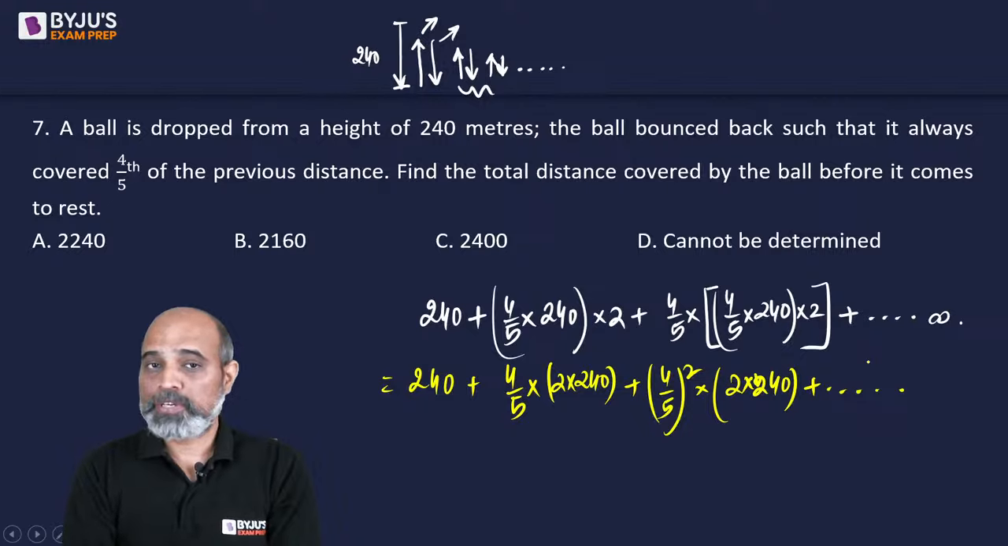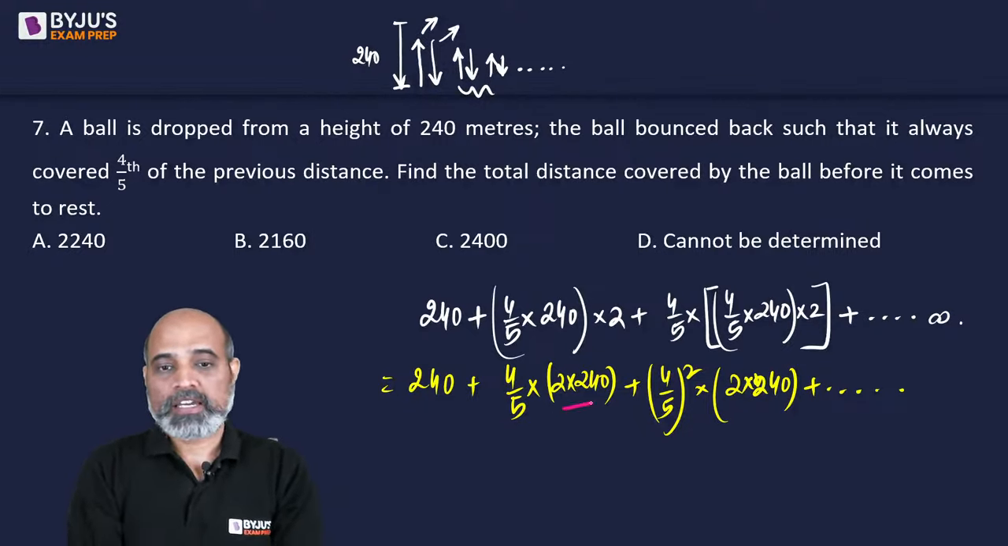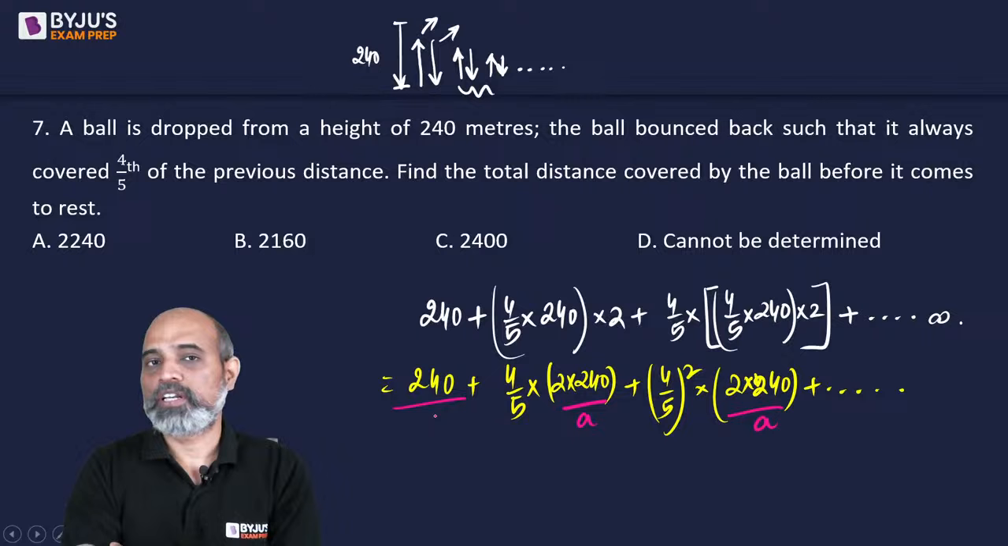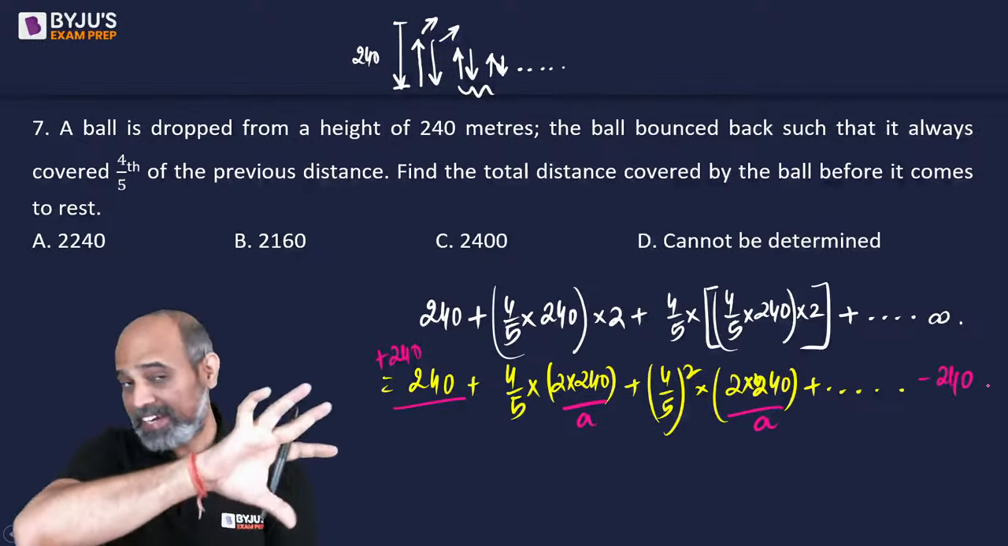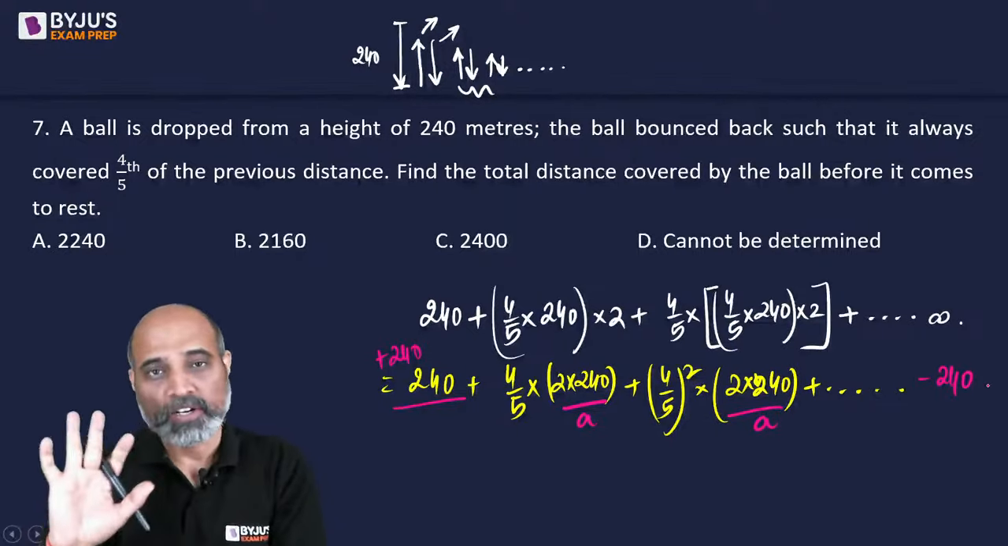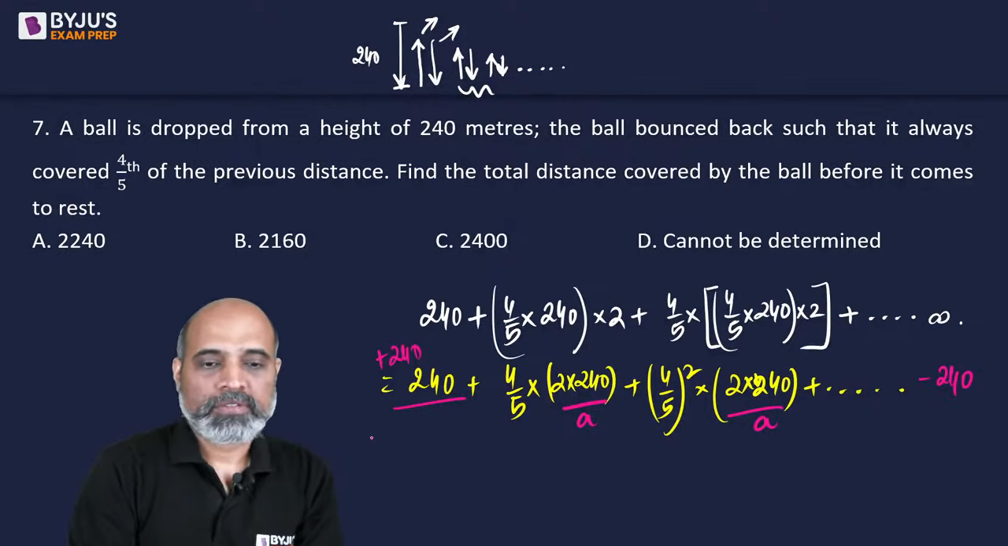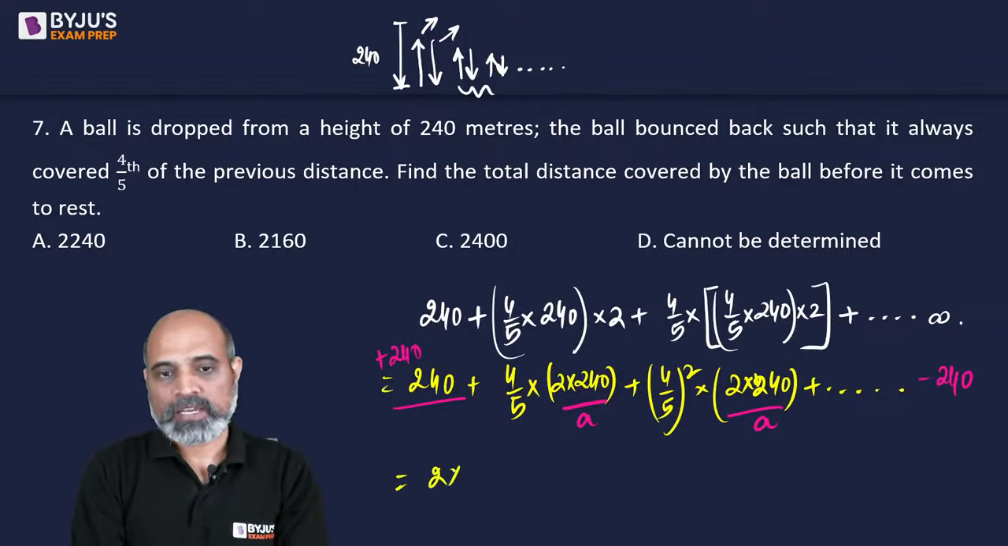Now, if I want this to be a geometric progression, अगर मैं इसको a मानूं, तो यहां पे भी मेरे को वही चाहिए. As in, I need to have 2 times 240. So what I'm going to do is, I'm going to add 240 and subtract 240 later, so that I get a proper series, और एक 240 minus करना होगा last में. So this is going to result in 2 times of 240 upon 1 minus r. R over here is 4/5.